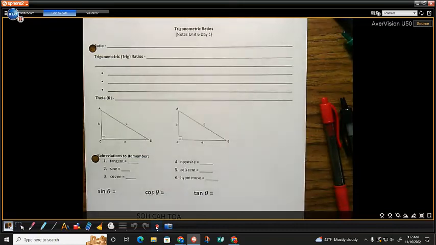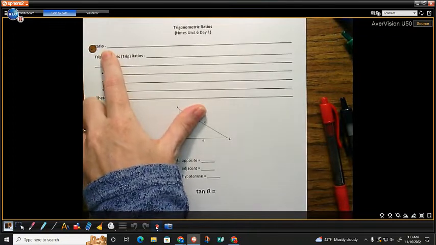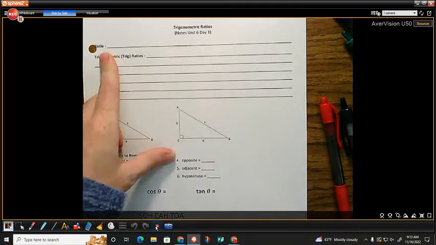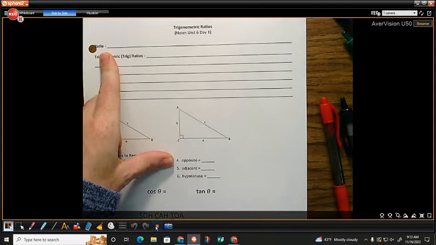Okay, so what I need to ask you is, do you remember what a ratio is? Yes. What's a ratio? Katie, whoever can tell me a definition for a ratio. Okay, Dana, go for it.